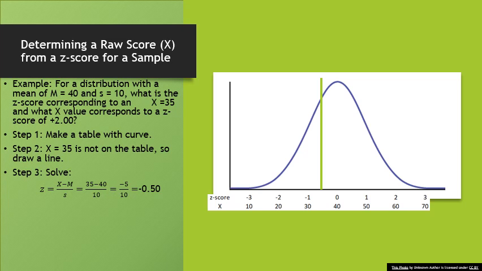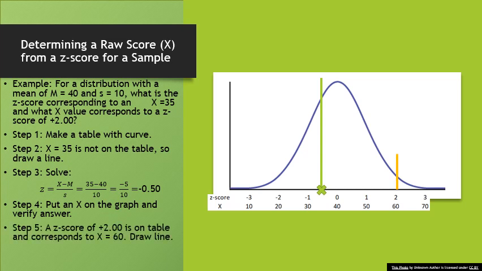Step 3, you solve for z using the equation x minus M over s. You get z equals negative 0.50. Put an x on the graph and verify your answer. It looks good. Exactly 35 would be negative 0.5 for z-score.